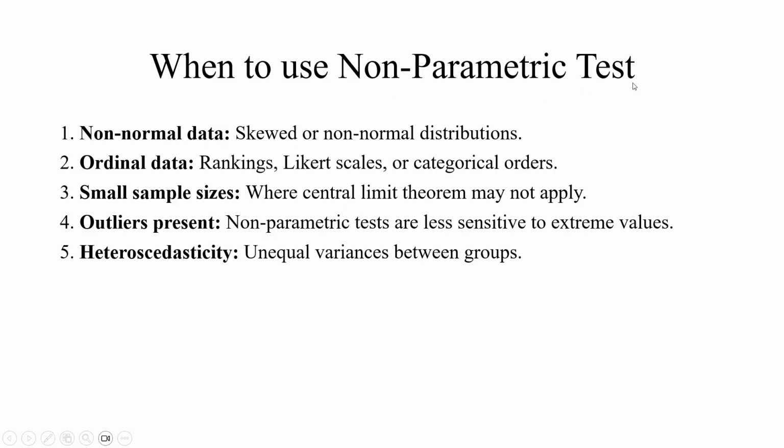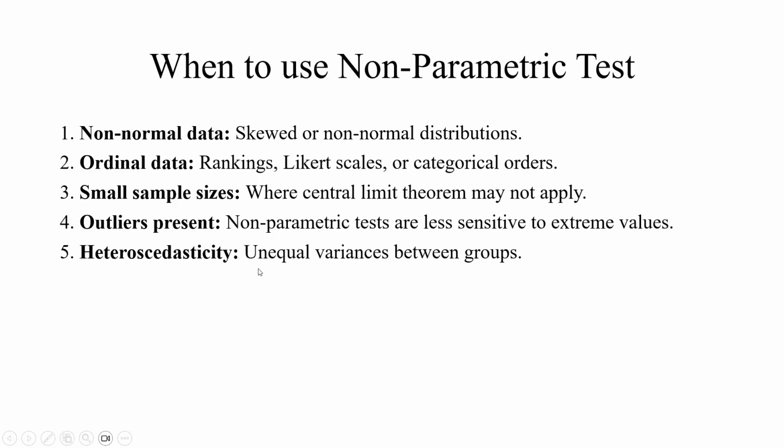When to use non-parametric test? First, when the data is not normal, that is, the data is skewed or it follows a non-normal distribution. Second, the data is ordinal, that is rankings, Likert scales or categorical orders. When the sample size is small, we go for non-parametric test. When many outliers are present, the non-parametric tests are less sensitive to extreme values because we consider the median in it.